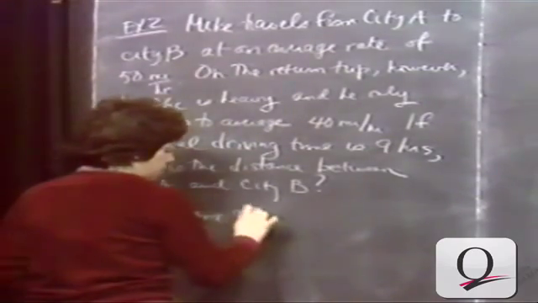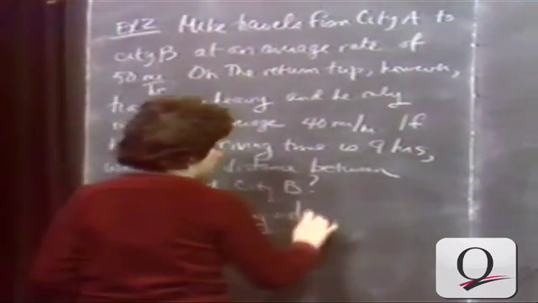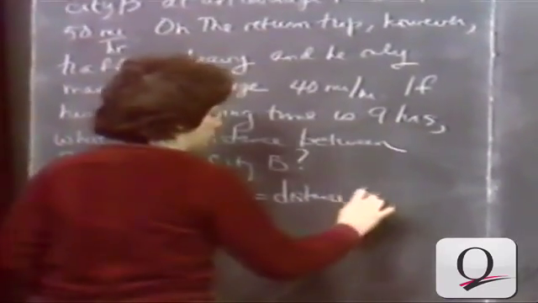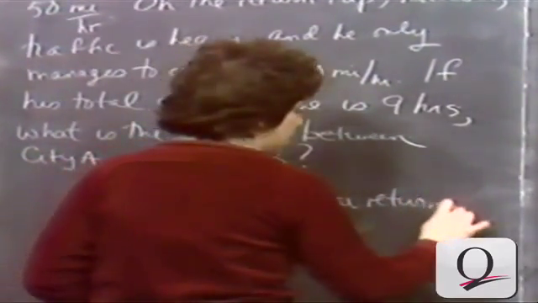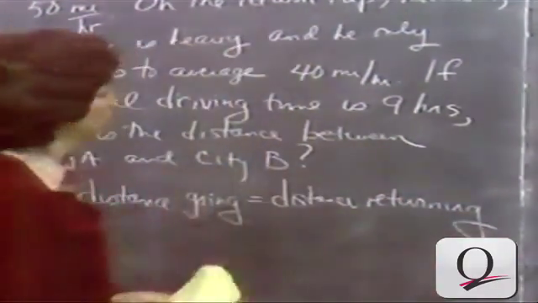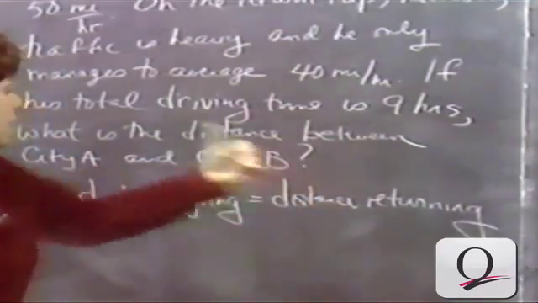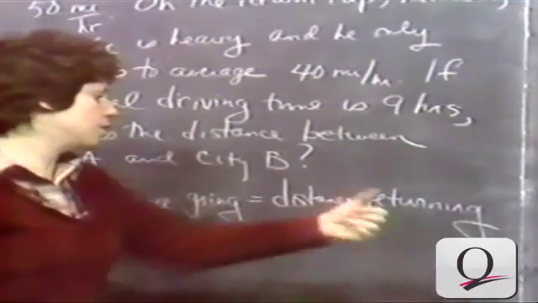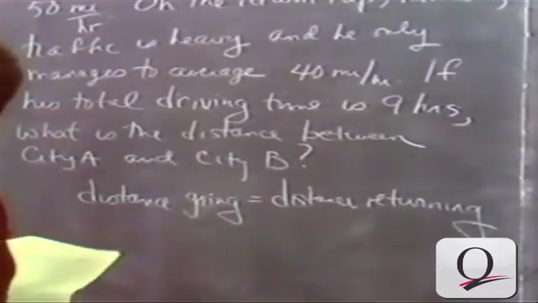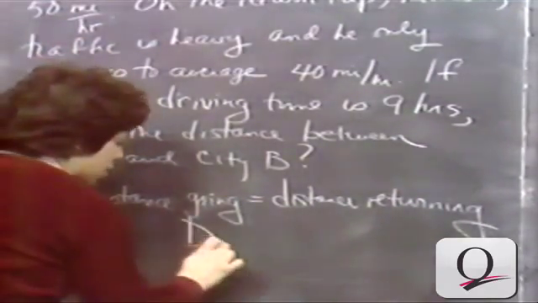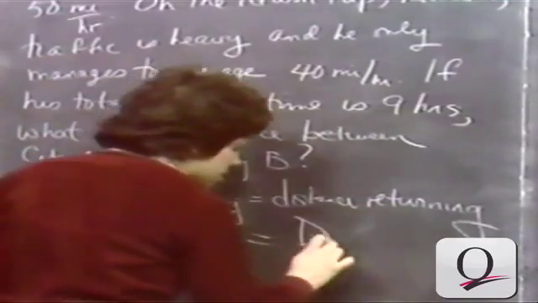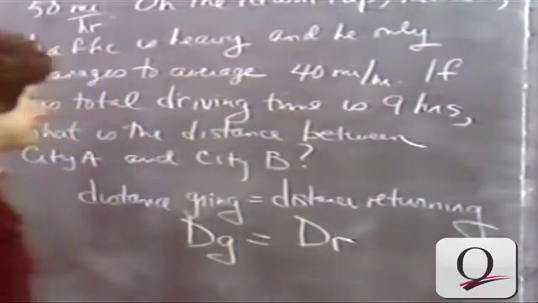The distance going must be equal to the distance returning. The cities are not moving, okay? Mike is doing all the traveling. He goes from A to B, and then from B to A. The distance going is equal to the distance returning.